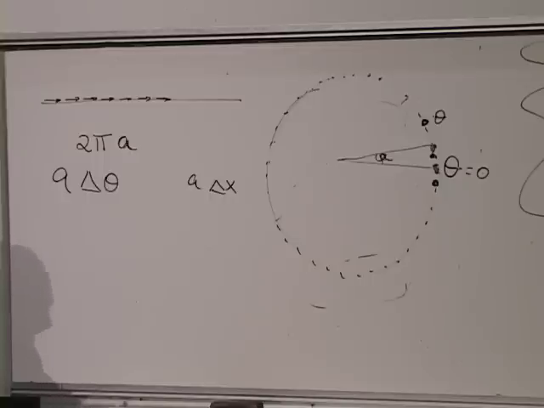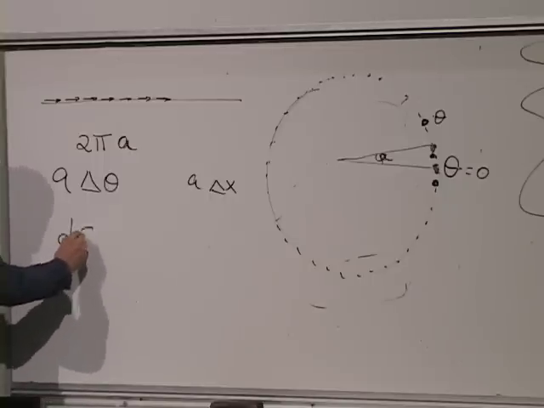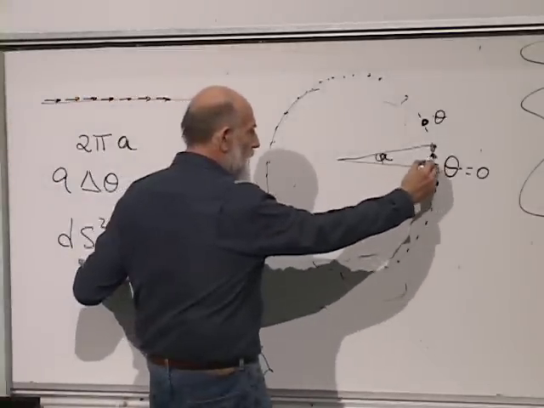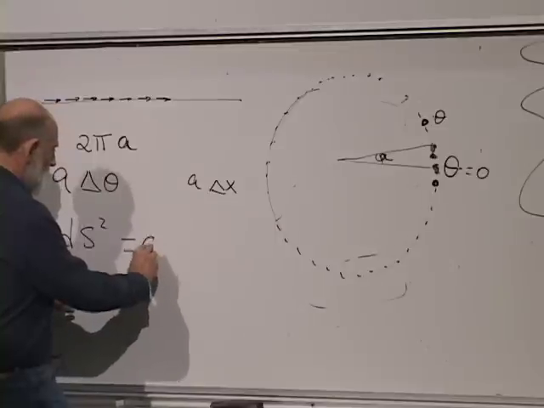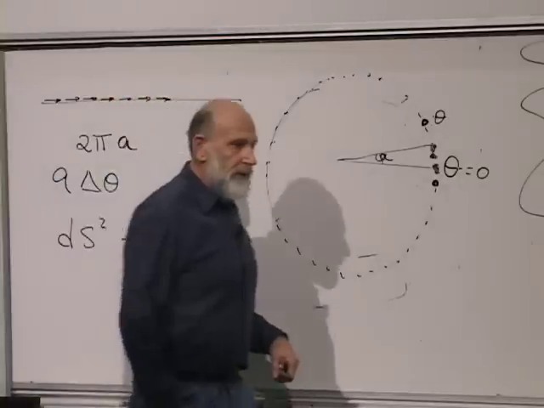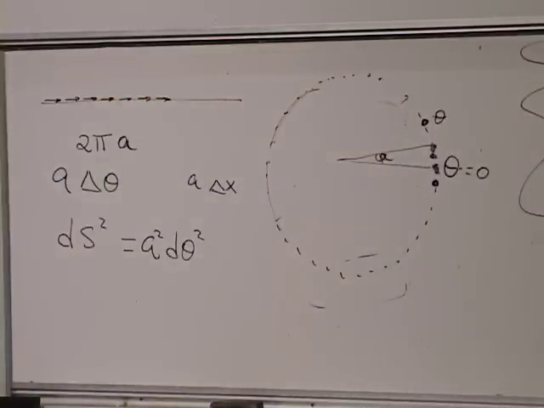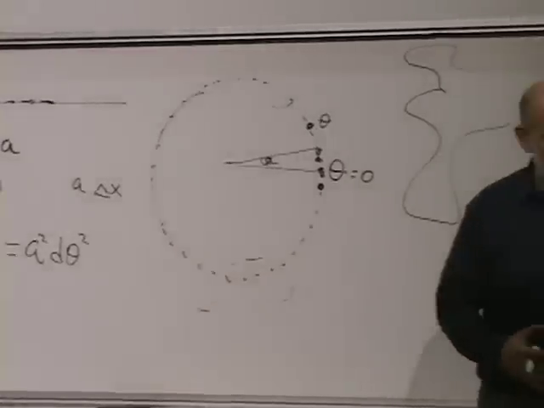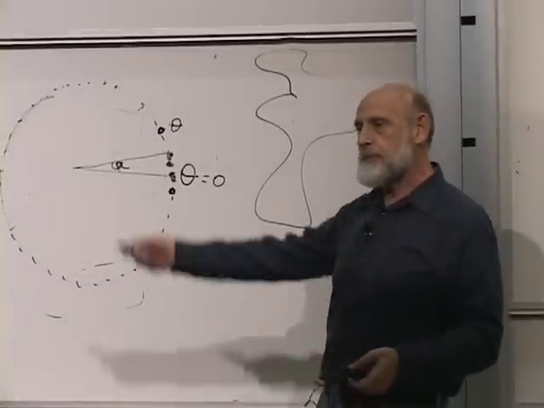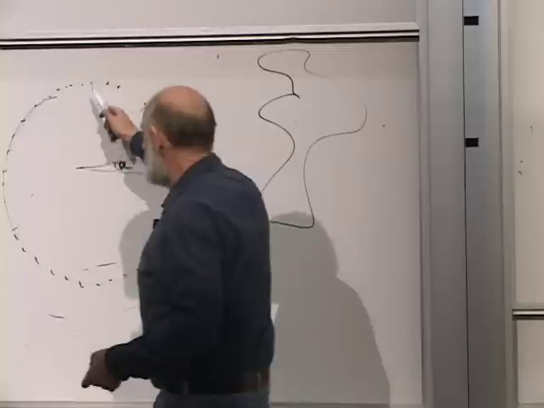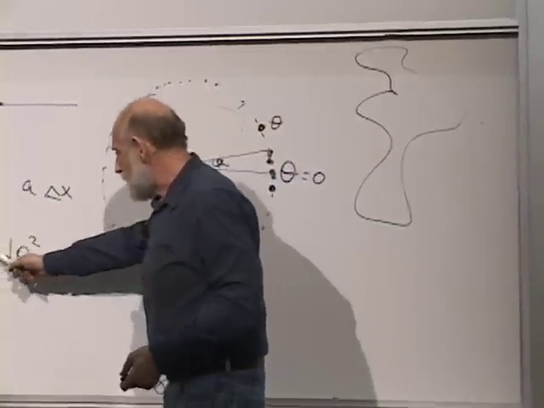In fact, we have a metric. We can say the distance between two neighboring points squared is a squared d theta squared. So in fact, we have a metric on a circle, very similar to the case of the infinite straight line, except now the space is bounded. It's bounded because when theta comes all the way around by 2 pi, you come back to the same place. This is a closed and bounded universe, and here is its metric.